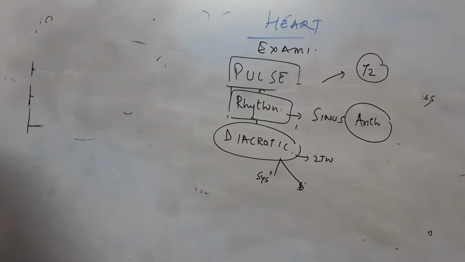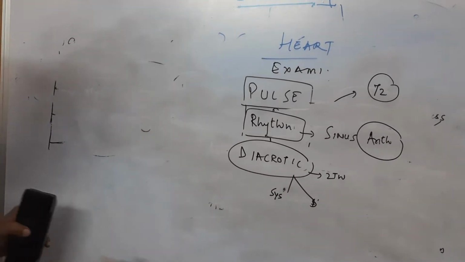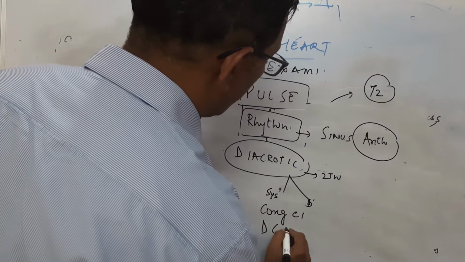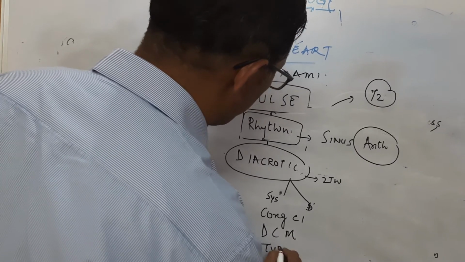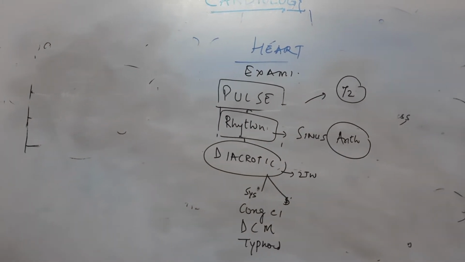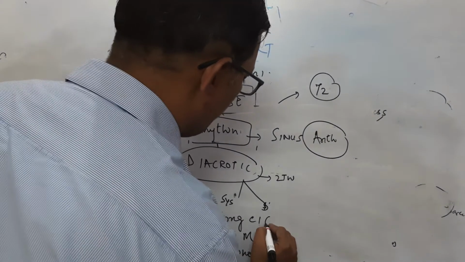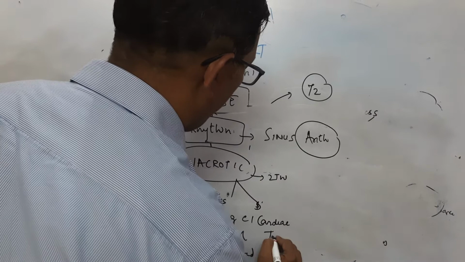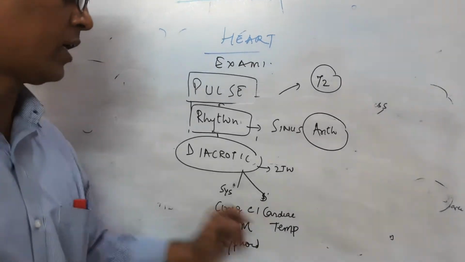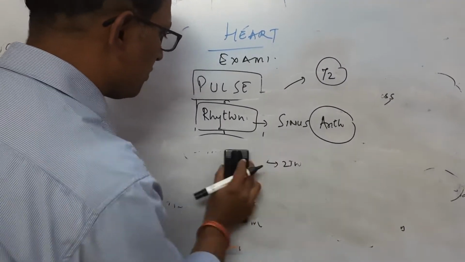Now when we're talking about the dicrotic pulse, it is found in congestive cardiac failure and dilated cardiomyopathy. In cases of typhoid fever also you have the dicrotic pulse. Then cardiac tamponade is also there. So these are the reasons: congestive cardiac failure, dilated cardiomyopathy, cardiac tamponade and typhoid. These are the places you find the dicrotic pulse.